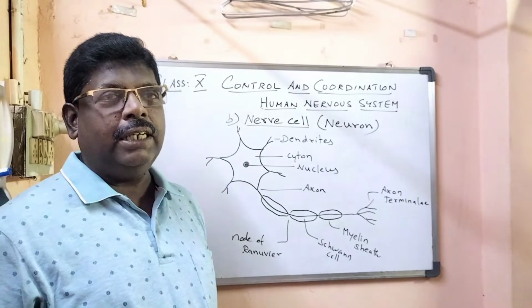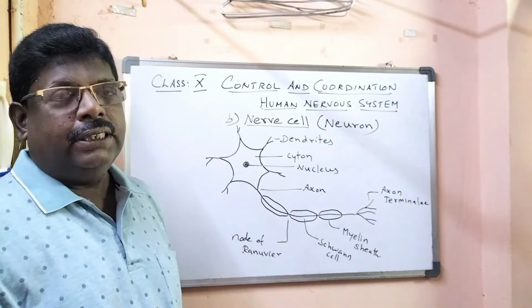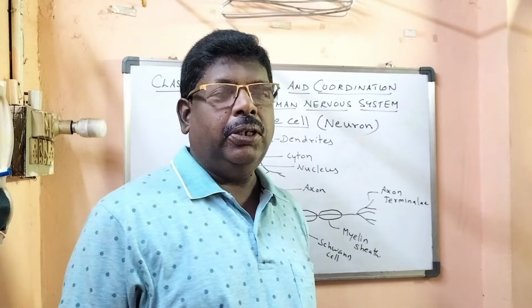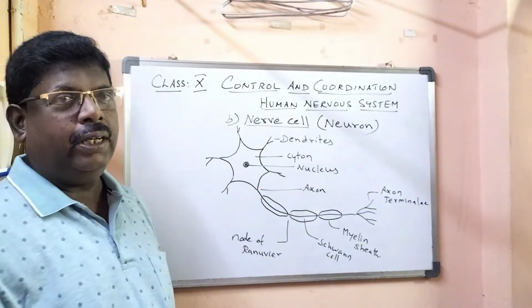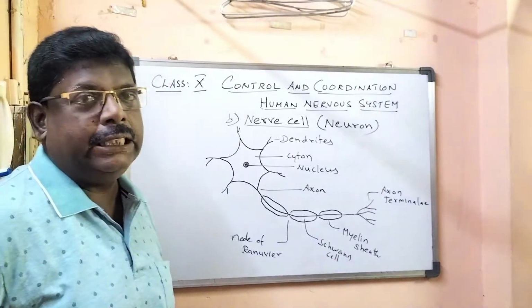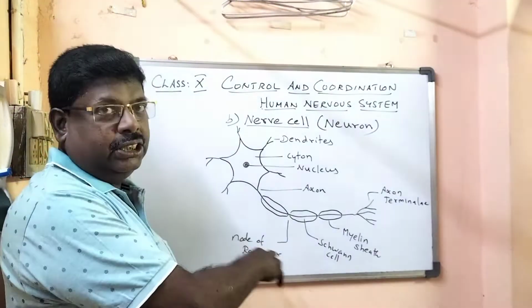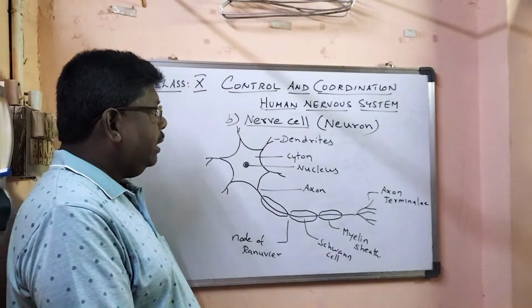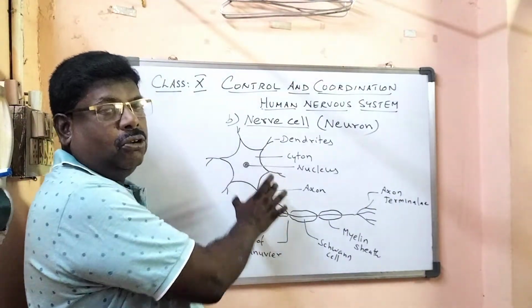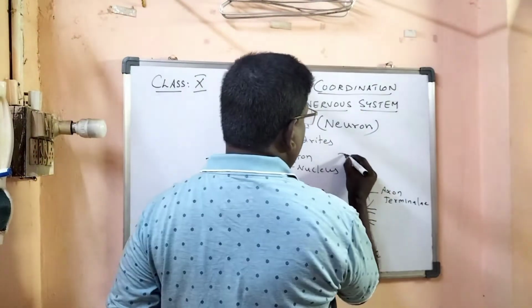So next we are going to see about neuron, the nerve cell. Nerve cell, also known as neuron, is the basic unit of nervous system. So let us see, this will be the structure of neuron. This entire cell body is called cyton.